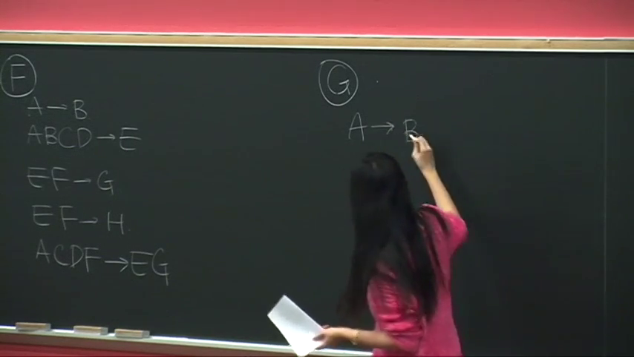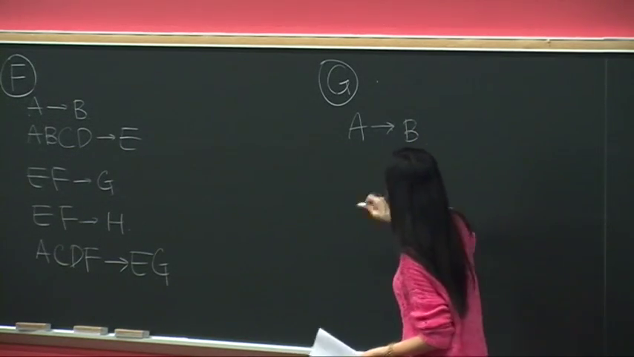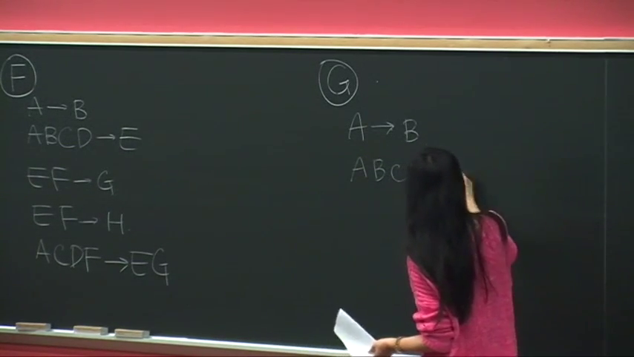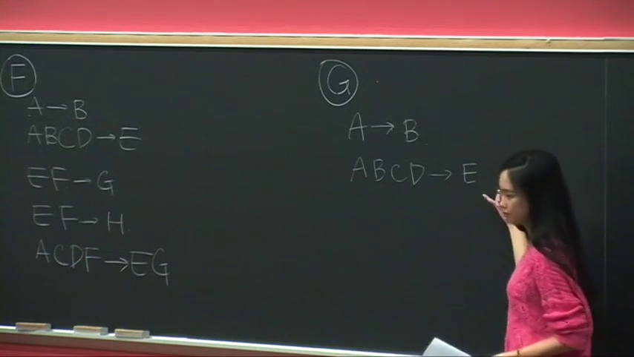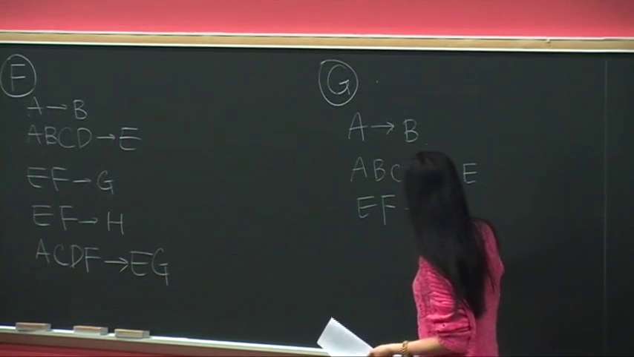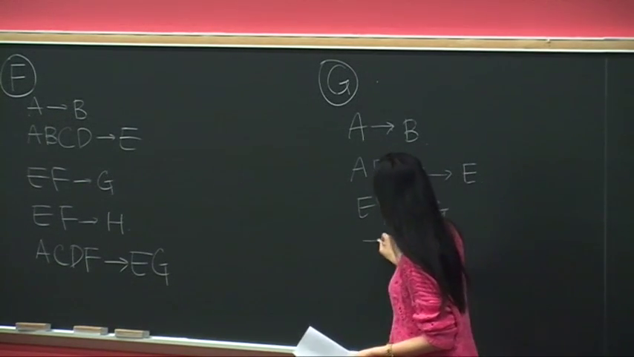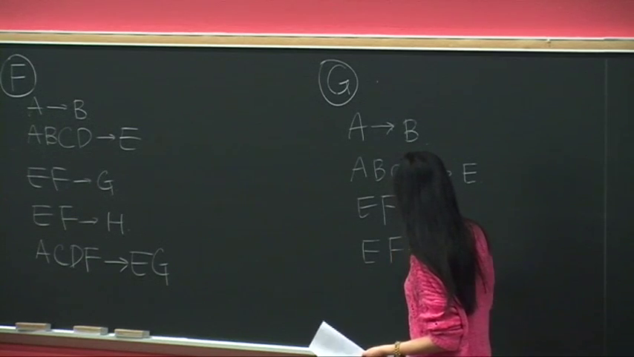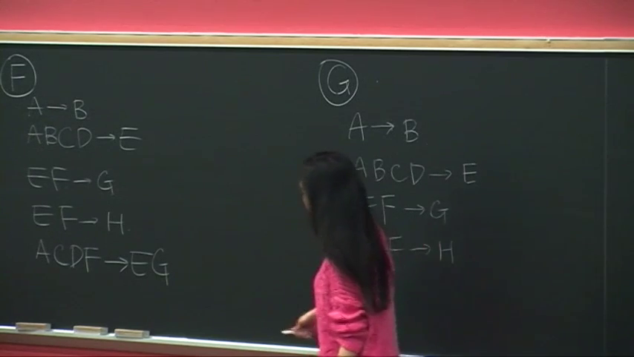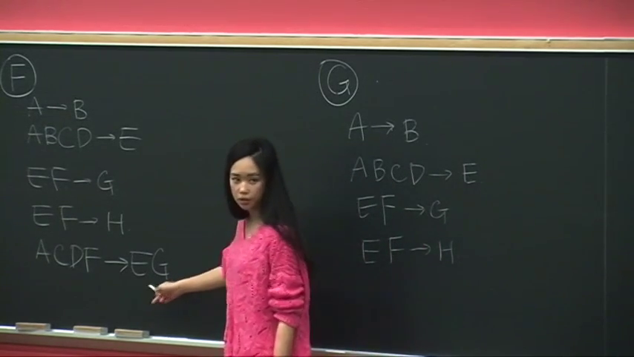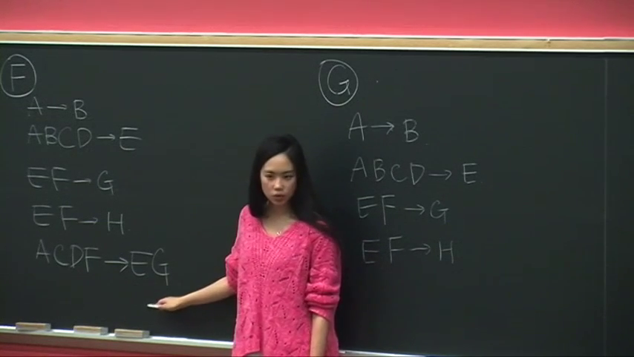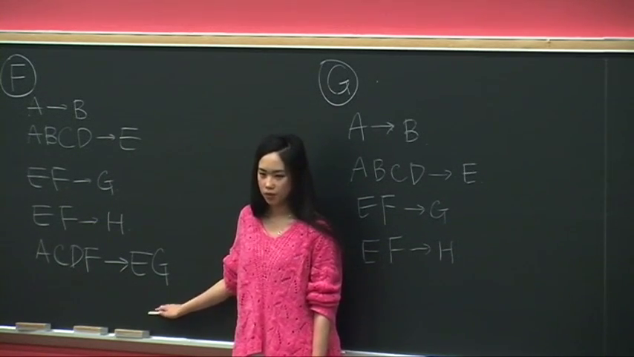So A determining B, it's okay, on the right-hand side, only a single attribute. A, B, C, D determining E, it's okay, E is only a single attribute. Same for EF determining G, and EF determining H. However, here we see A, C, D, F determining EG. On the right-hand side, we actually have two attributes. Do you have any clue about what we should do to transform from here?